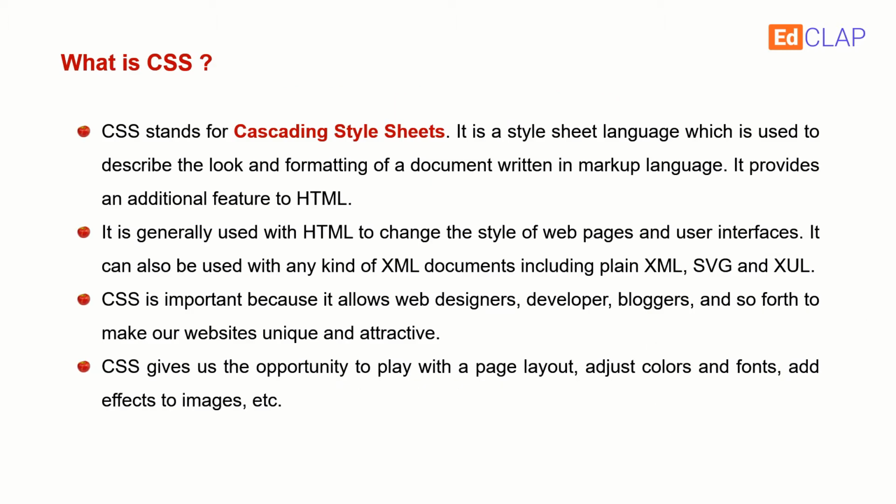CSS stands for Cascading Style Sheets, right? It's the style sheet language which is used to describe the look and formatting of a document written in a markup language. It provides an additional feature to HTML. What does it mean? In HTML, this is the main skeleton of the web page, right? So on the main skeleton of the web page, you have to put some additional features, like graphical features.